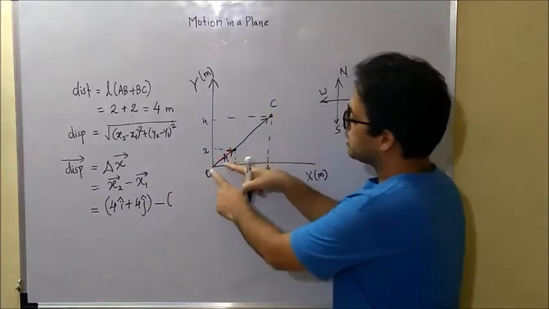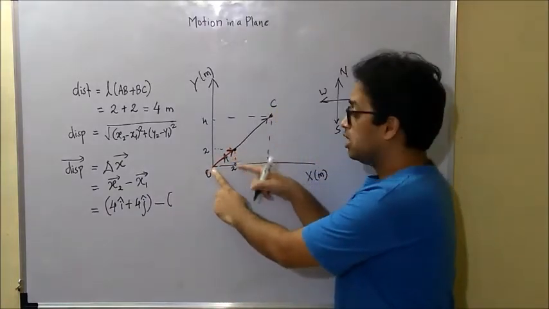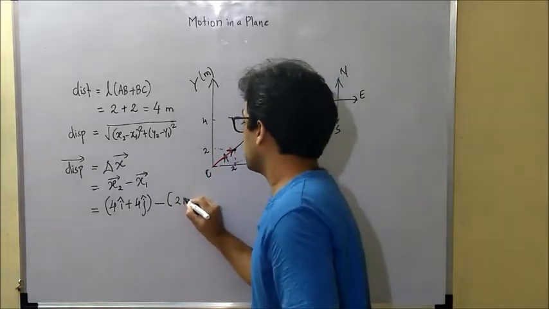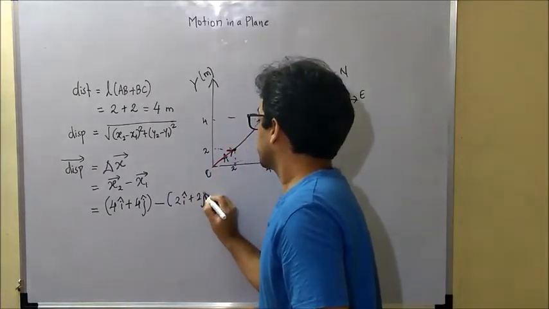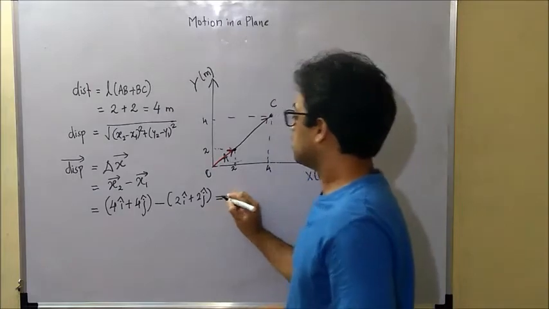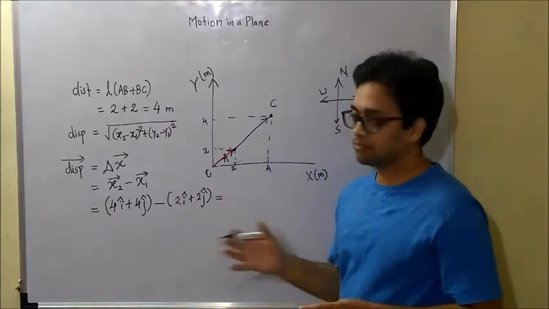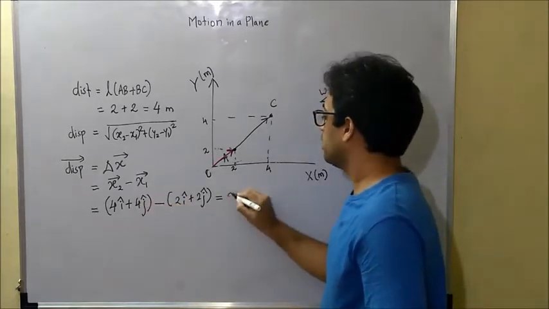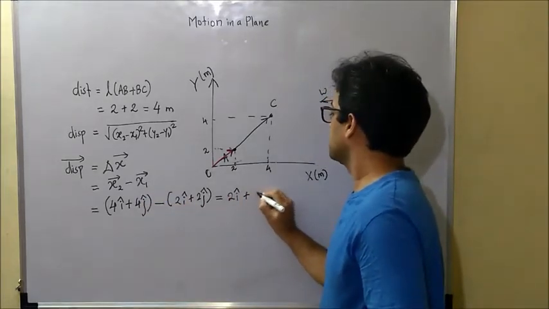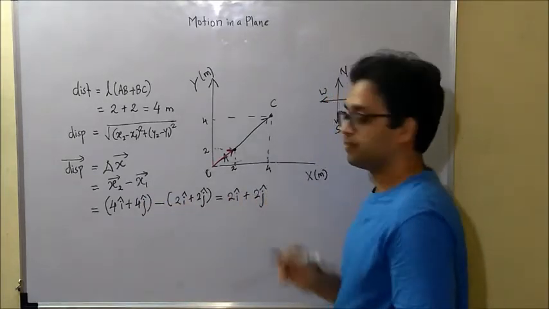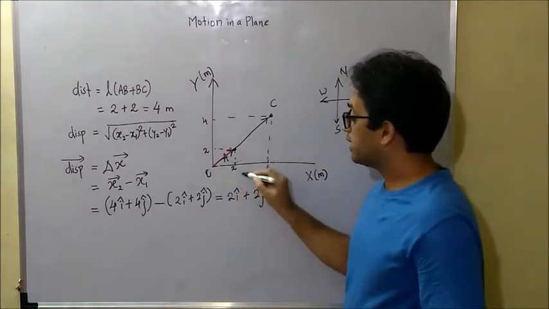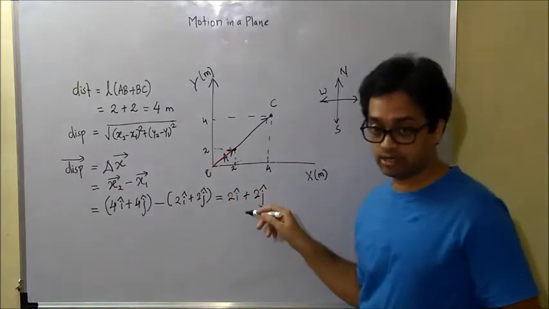minus. How will I represent this red colored initial vector? It will be 2i cap plus 2j cap. So it is 2i cap plus 2j cap. What is the result of this subtraction? Subtract i cap related things and j cap related things. So that will give me 2i cap plus 2j cap. Right? This is my final answer. This is how I can represent my displacement vector.